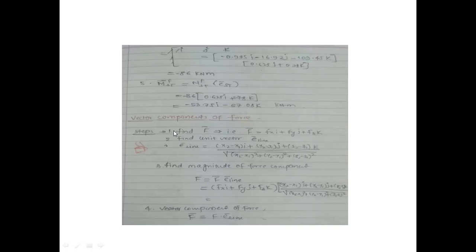Then lastly, I'll tell you about the vector components of force. Find F, that is F is equal to Fxi, Fyj and Fzk. Then find the unit vector E line: x2 minus x1 of i, y2 minus y1 of j, and z2 minus z1 of k. Find the magnitude of the force component, F is equal to F dot E line. Then Fxi, Fyj and Fzk, whatever we have worked out here. The vector component of force is F into E line.